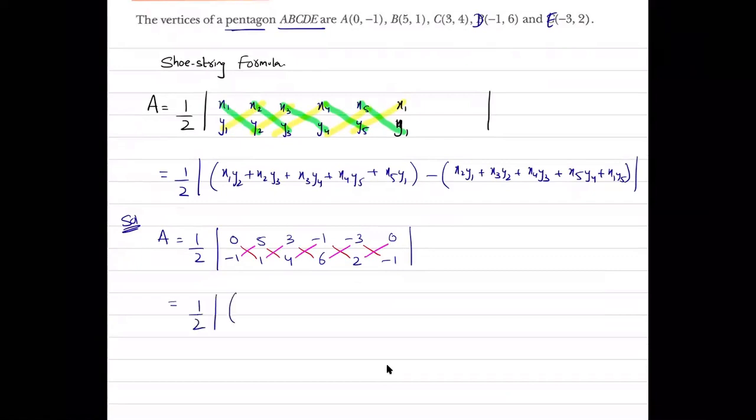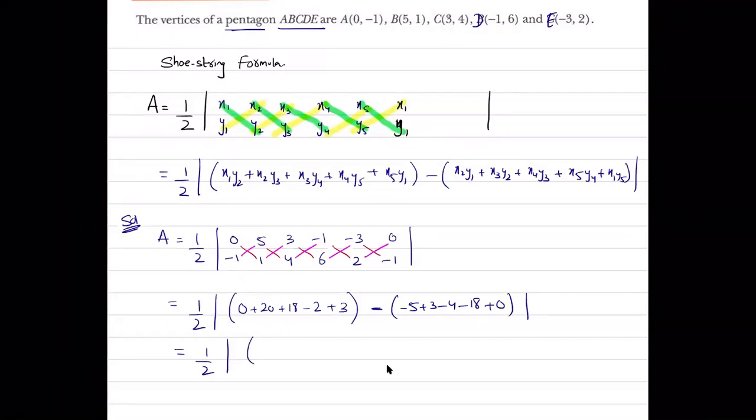So 0 times 1 is 0, 5 times 4 is 20, 6 times 3 is 18, minus 1 times 2 is negative 2, negative 3 times negative 1 is positive 3, minus the difference of the other diagonal. Minus 1 times 5 is minus 5 plus 3, negative 4, minus 18 plus 0. Are you getting it? Yeah.